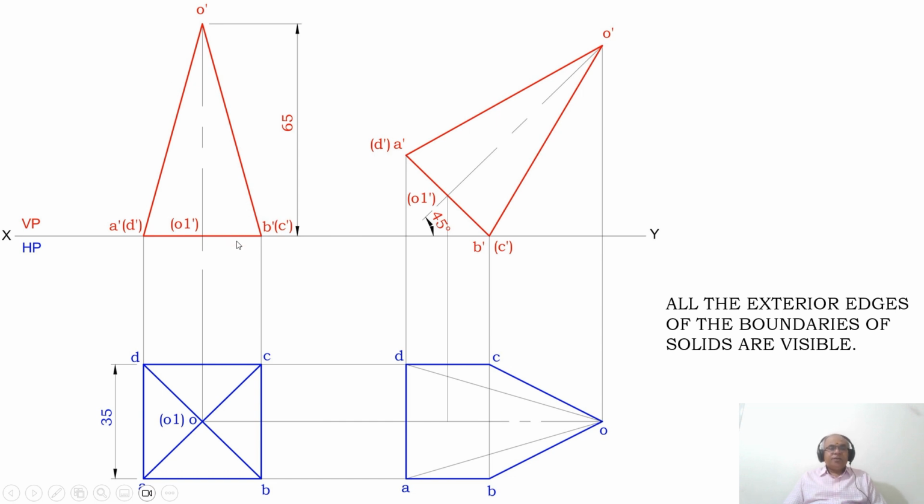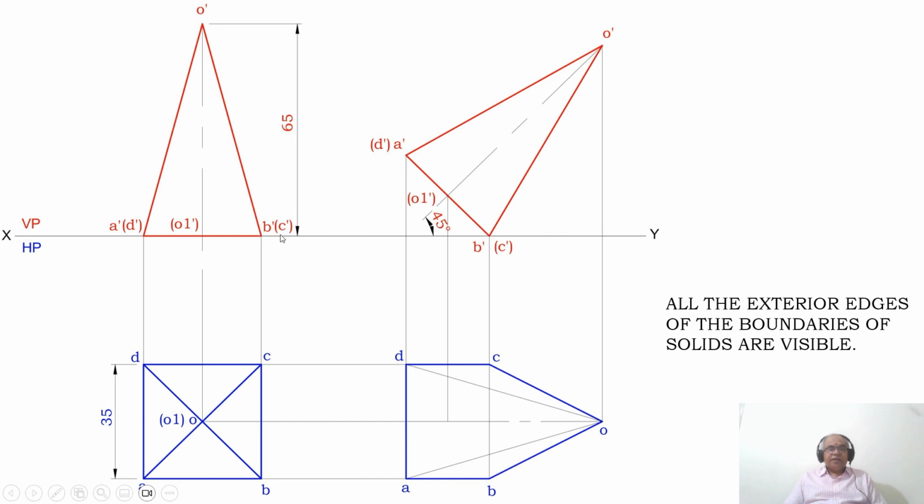So what I need to do is take any convenient distance from this point and mark it on the XY line. Since I am rotating with respect to the base edge B dash C dash, I will mark B dash C dash on the XY line. And then I am rotating the triangle in a clockwise direction. So how to do that?